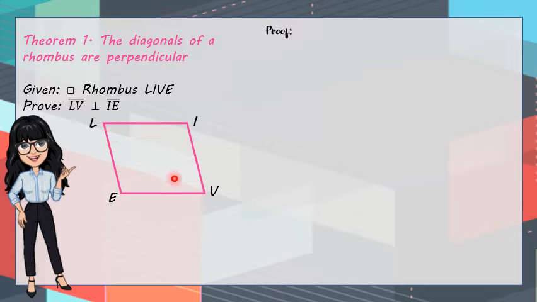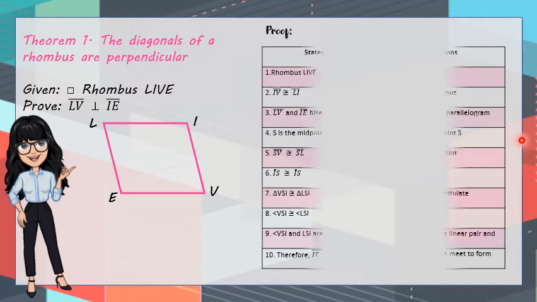So LV is one diagonal of the rhombus, and IE is also the other diagonal of our rhombus. So we need to prove here that these two diagonals are perpendicular. Later we need to show that right angles will be formed after the two diagonals intersect. So let us have the proof.